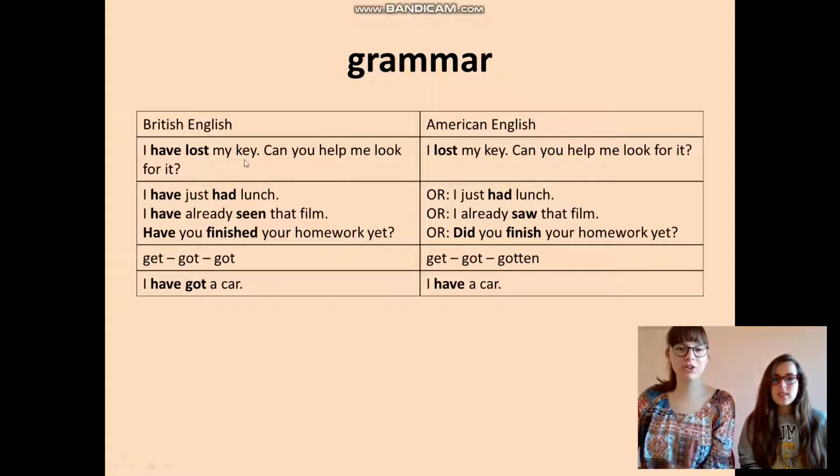like I have lost my key. Can you help me look for it? Like if you lose your key and it's still lost, it has an impact on you because, for example, you cannot unlock your door. So it has an impact on the present moment. In British English, you say I have lost. But in American English, you don't have to. Both are correct, but you can use I lost my key.